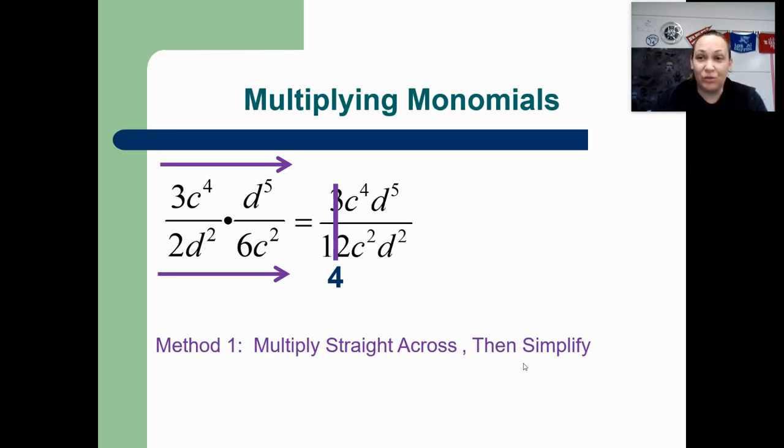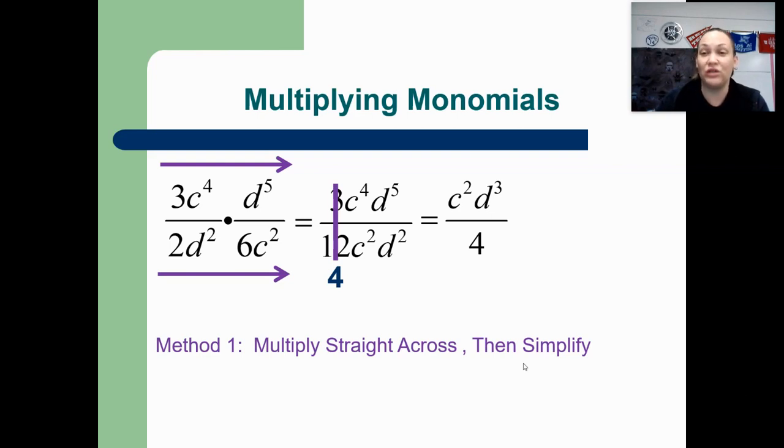For my variables, you can use the visual method, which was writing them all out and then canceling one for one, top and bottom. Or you can use our chapter 7 concept, which is subtracting. If I'm going to do subtracting for my C's, I'm going to do 4 minus 2, which is 2. And then for my D's, I'll do 5 minus 2, which is D to the third. The C and the D will both stay on top of the fraction since that's where the larger exponent was. My final answer for this problem is c squared d to the third over 4.